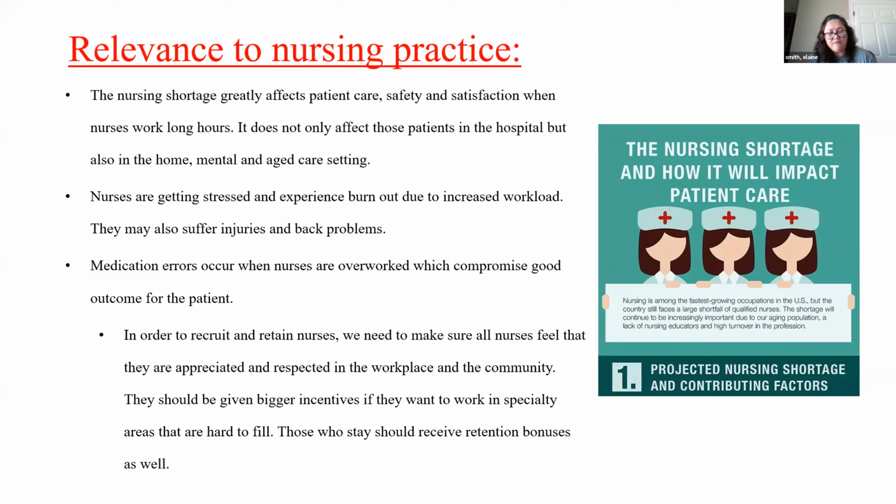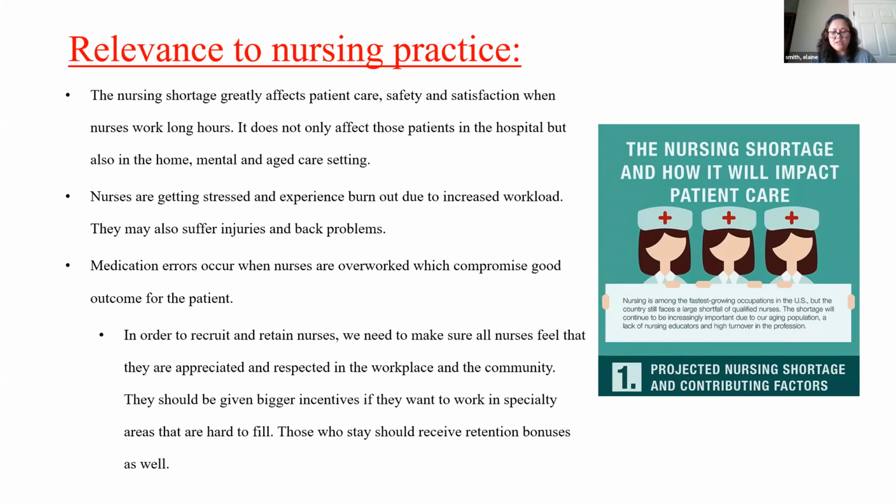They may also suffer injuries and back problems. Medication errors can also occur when nurses are overworked, which compromise good outcome for the patient. In order to recruit and retain nurses, we need to make sure all nurses feel that they are appreciated and respected in the workplace and the community.